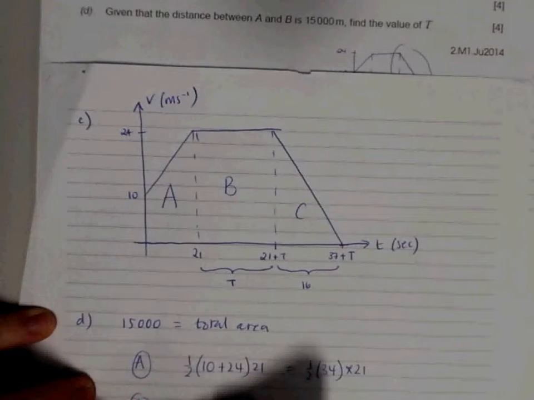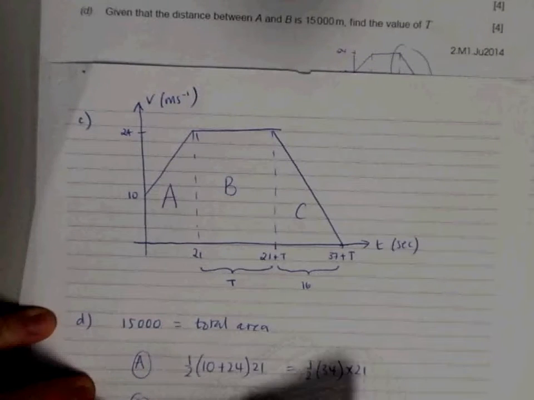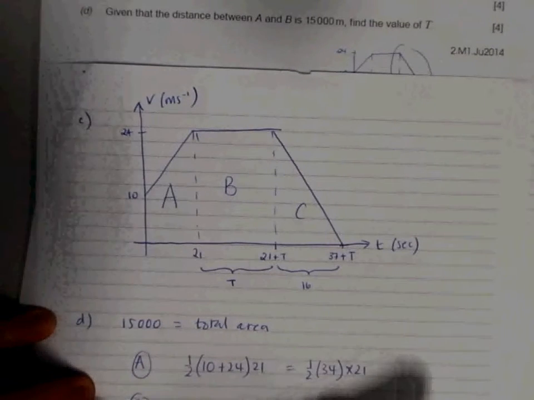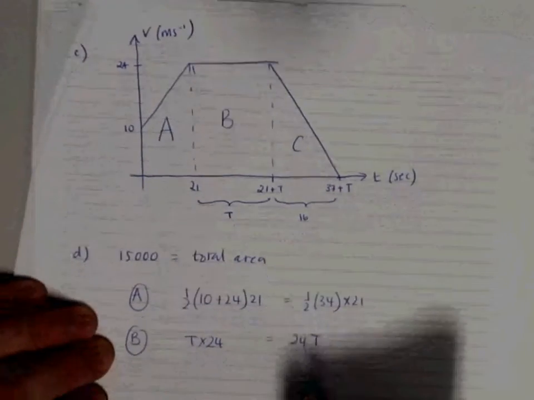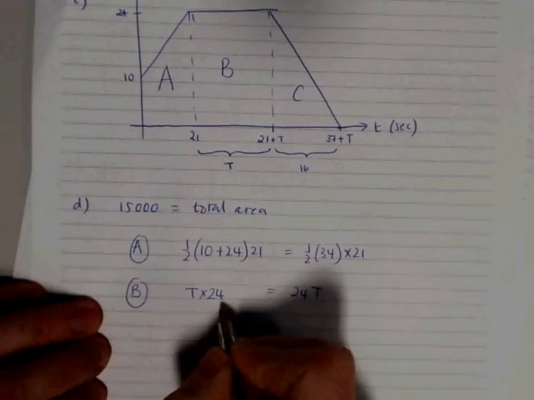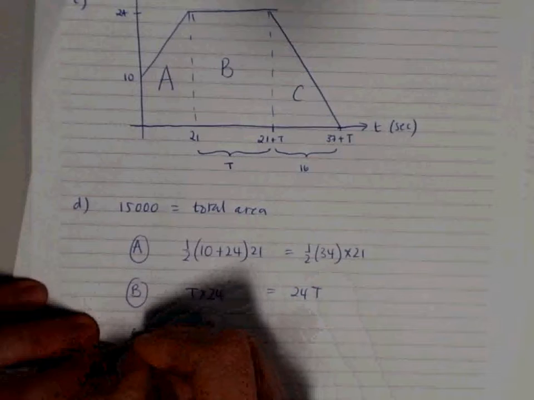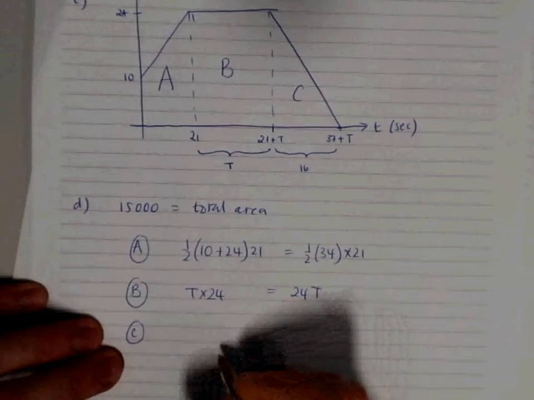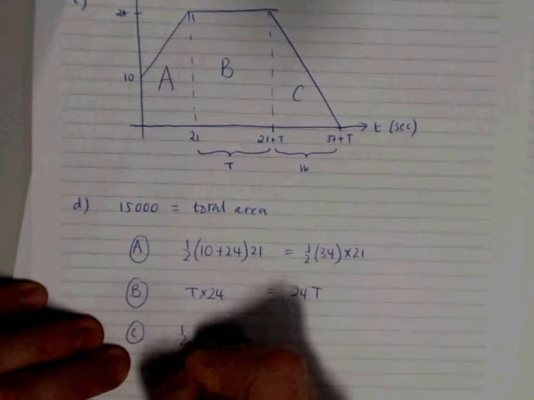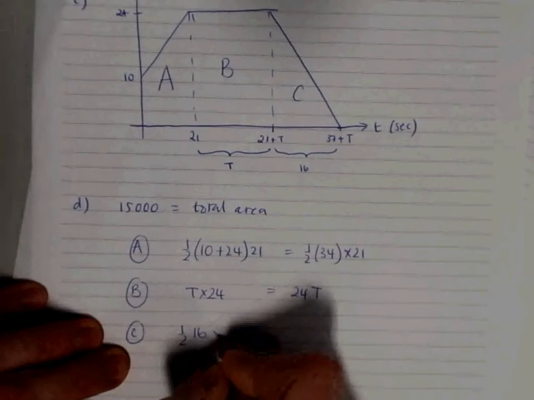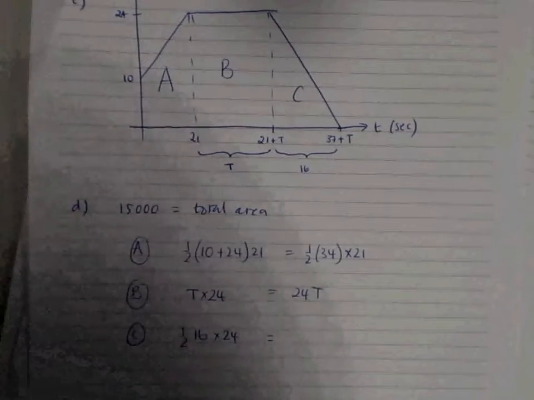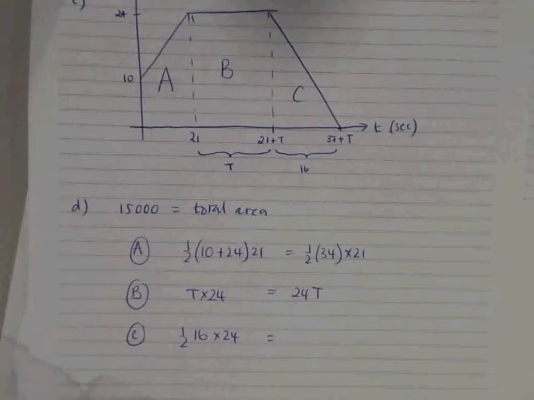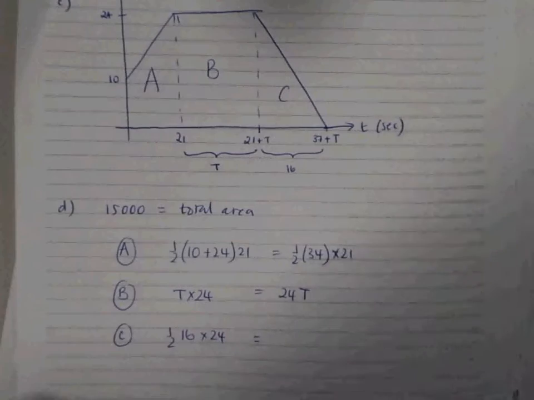Area B, I don't know how wide that is. It's just t wide. And it's 24 high because it's a rectangle, so it's 24t. Remember, I'm trying to figure out t. T times 24 is 24t, can't figure that out. And then C is a triangle, half base times height, so it's half times 16 times 24. Just grab your calculator, stick those numbers in, and I'm just going to grab my answer sheet.